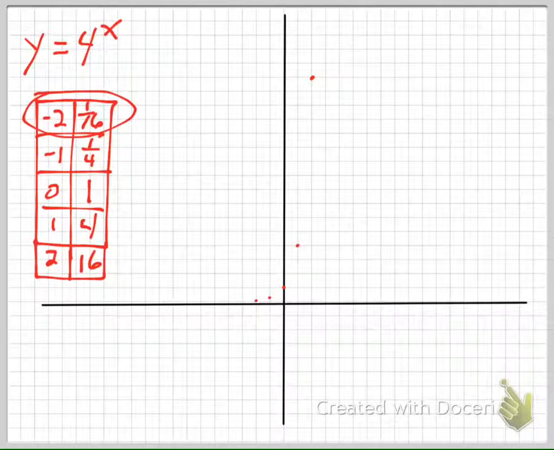4, 8, 16. What if, so look at this, do you see that? What if I was to make x be 3? What would happen here? You need to see it. What if I was to make x be 3? Where would it be? How high?